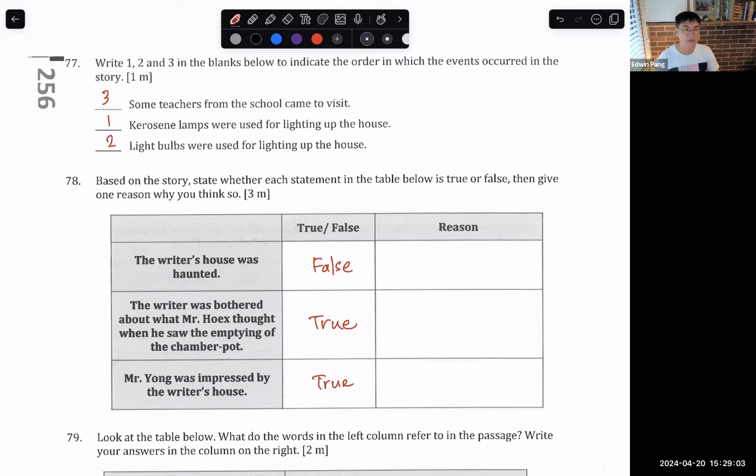He was very impressed. So the house was eerie, true, but not haunted. How do I know it was eerie but not haunted? Because in the passage it says that it was eerie, perpetually dark and gloomy and all of that. But there was no mention of any actual haunting. It is not a ghost story, lah. So of course not. Then the writer was bothered about what Mr. Hooks said. True.